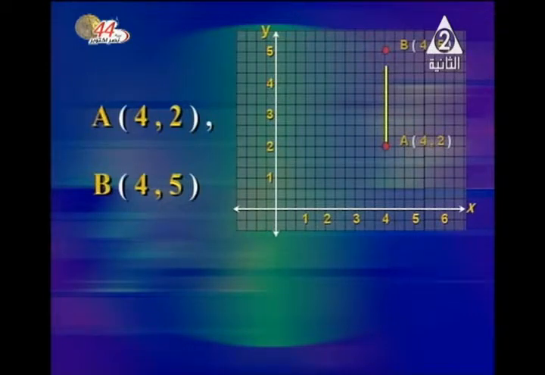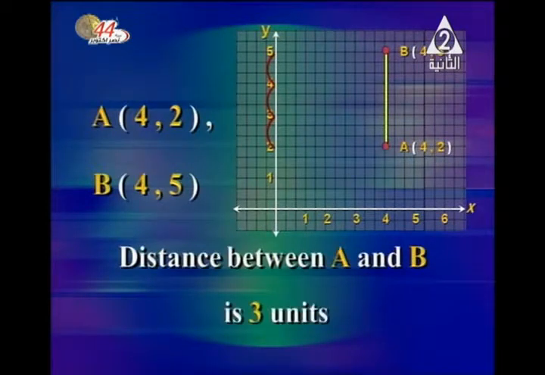What about the distance between A and B? Try to count them with me. Yes, it is 1 unit, 2 units, 3 units. So we can say that the distance between A and B is 3 units. And you are going to notice that 5 and 2 subtracted from each other will obtain 3. What about 5 and 2? It is the y coordinates of the points A and B.